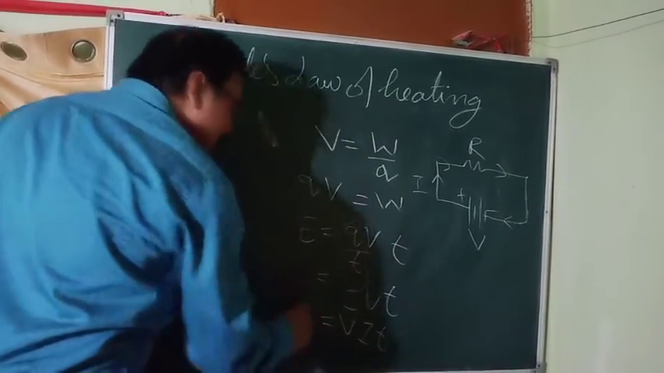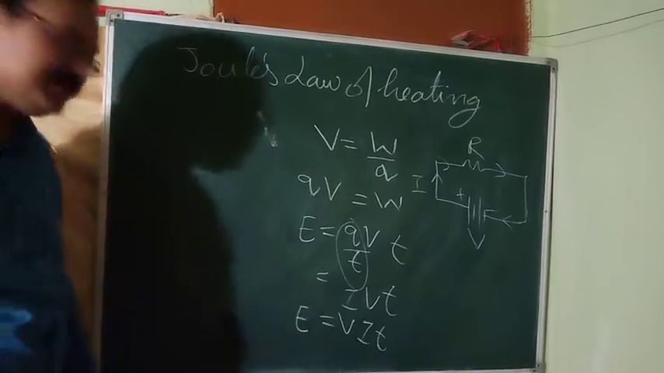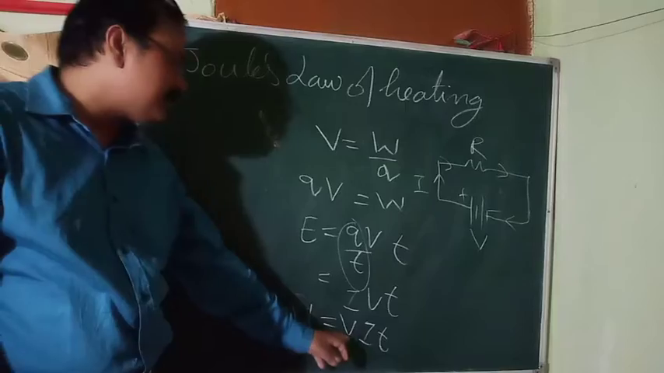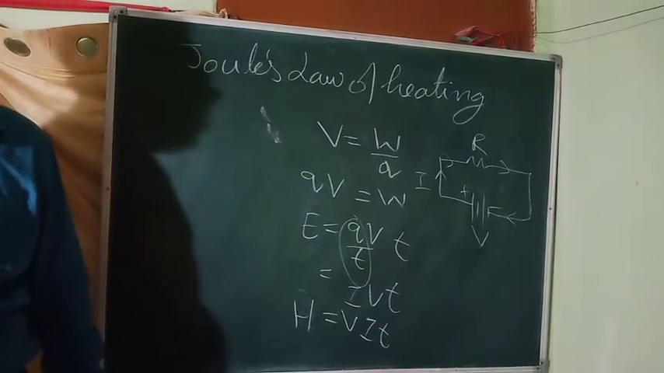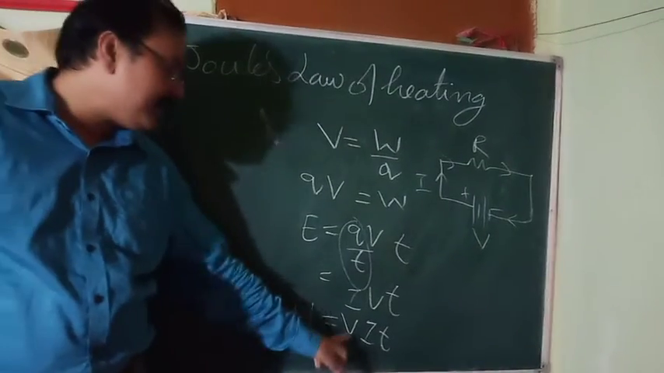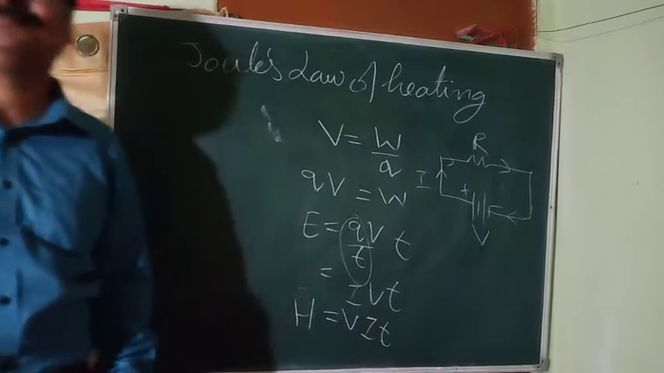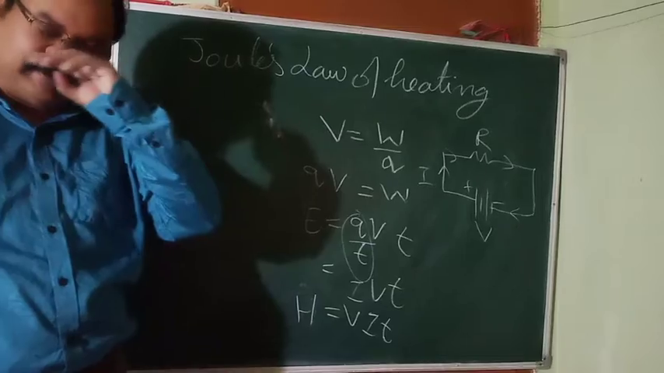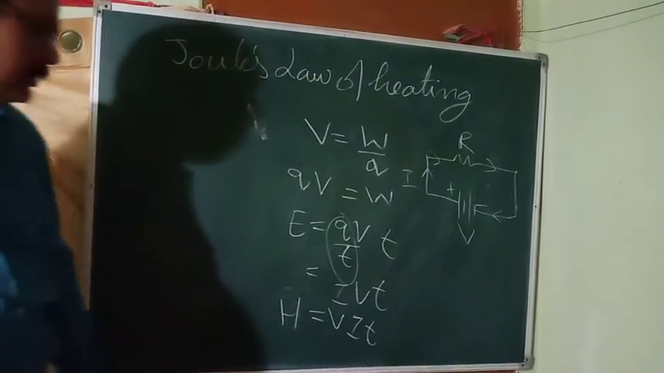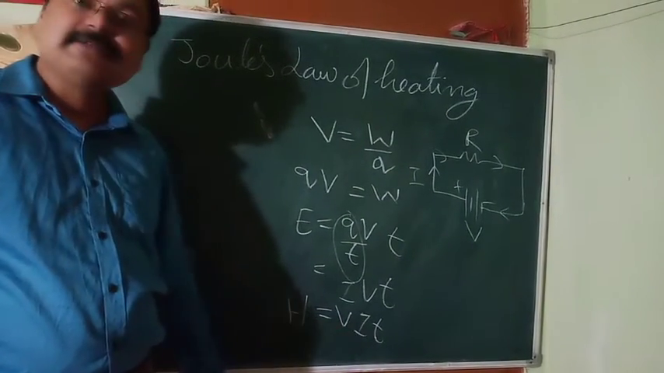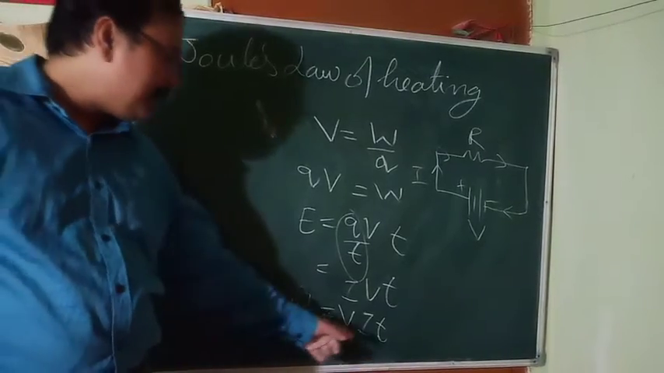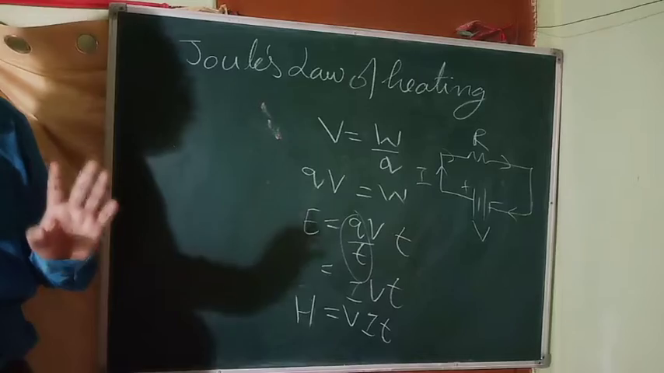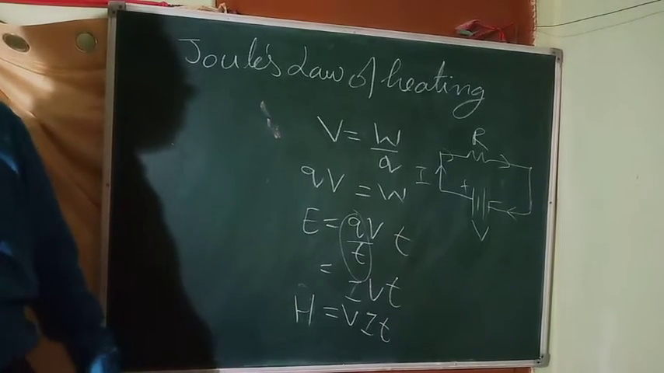How can you remember this? This is the heat energy, and that's why instead of E we can write H. So heat energy produced is VIT. How to remember this? It is Value Institute of Technology. In this way you can remember. So this is the heat produced in a circuit which has potential difference V applied across it, and current I is flowing for time T. The more the time, the more heat will be produced.